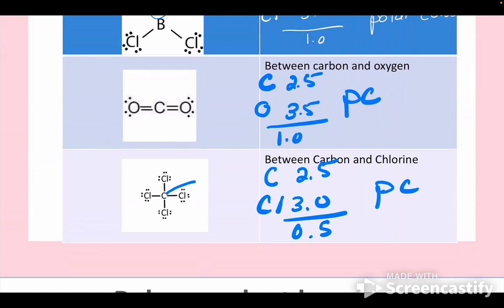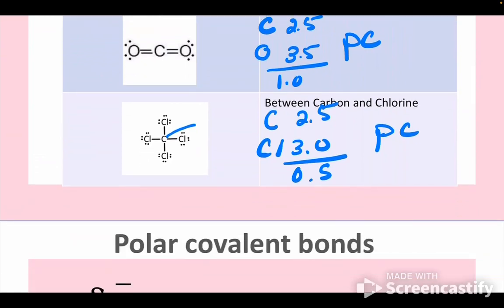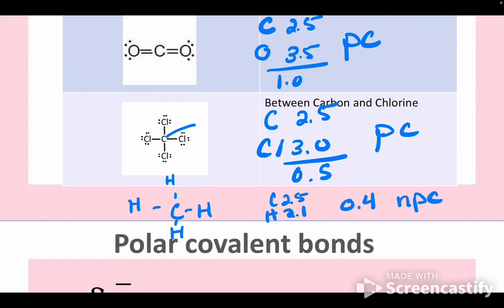For some reason, I didn't give you any examples of nonpolar covalent. One example would be methane. Carbon is 2.5, hydrogen is 2.1, so the difference of those is 0.4. So those would be nonpolar covalent bonds, and we would say that they're sharing those electrons about equally.